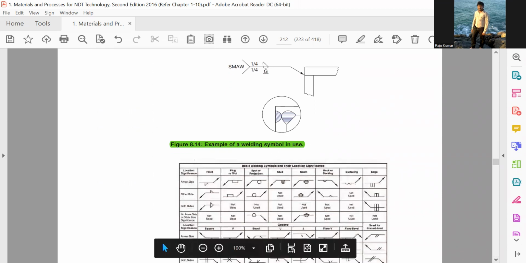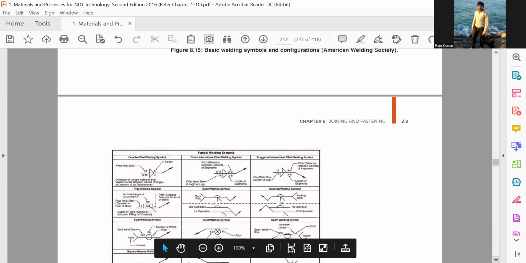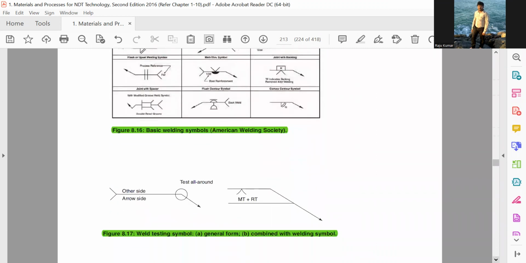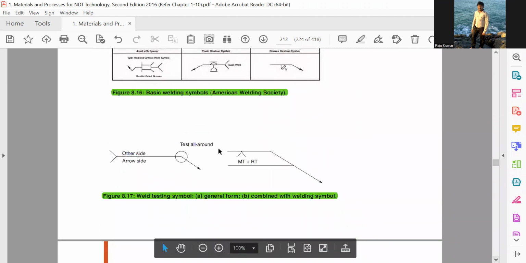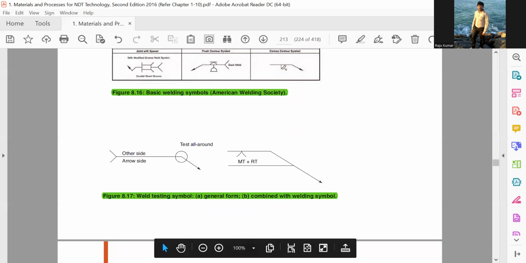Examples, welding symbol and use. Maybe one symbol will come. Just basic welding symbols. So that is what other side, arrow side, test all around. Testing symbol, general form combined with welding symbol.